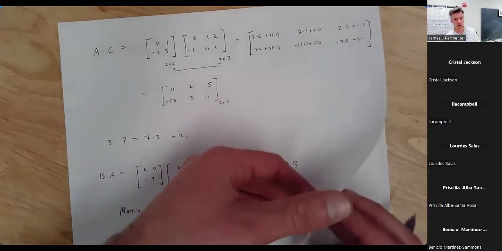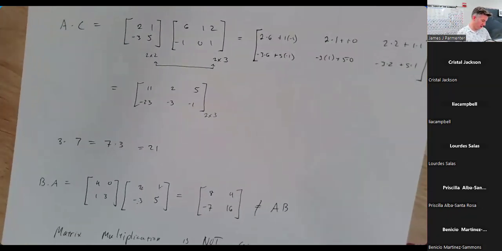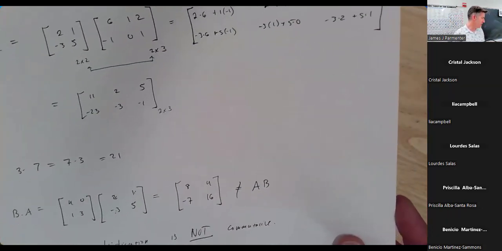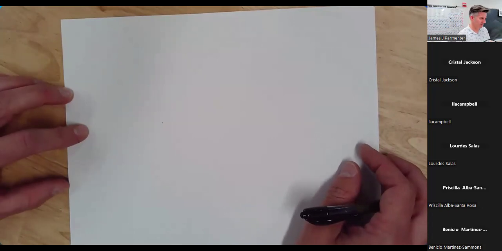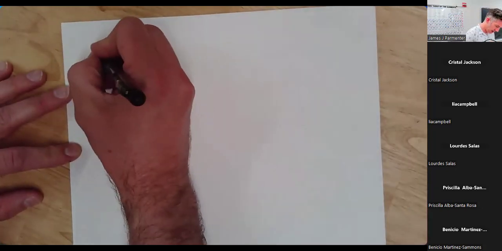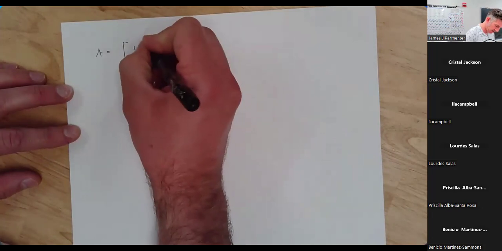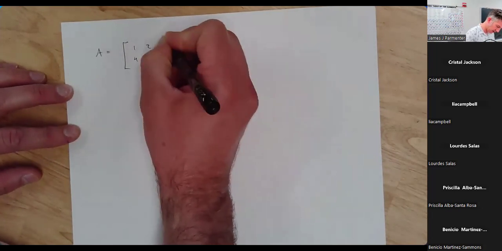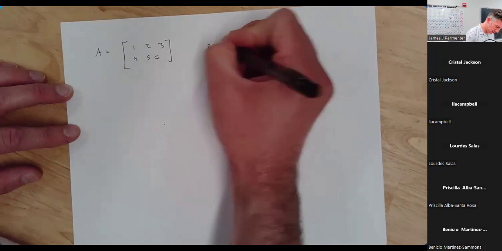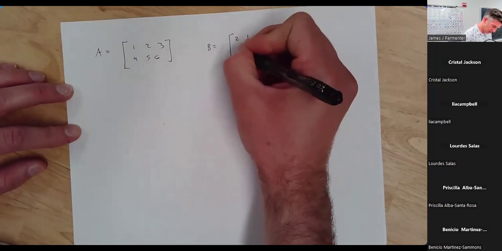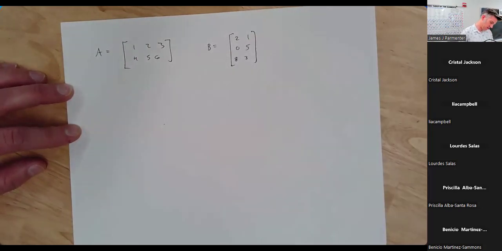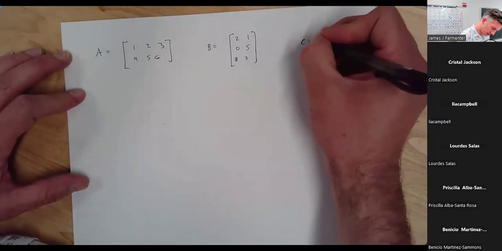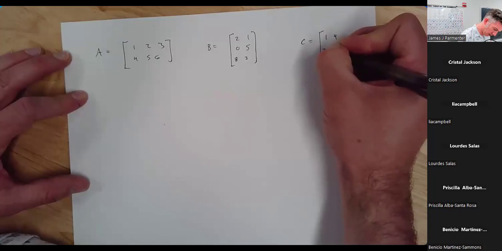But let's say we want to do one other thing. Let's give ourselves some new matrices. I'm tired of these matrices. Let's have some new ones. So let's say we have A equal to, here's my favorite 2 by 3 matrix, 1, 2, 3, 4, 5, 6. Very easy. Say B is equal to 2, 1, 0, 5, 8, 3. And C, let's make it terrible, is going to be 1, 4, 3, 2.